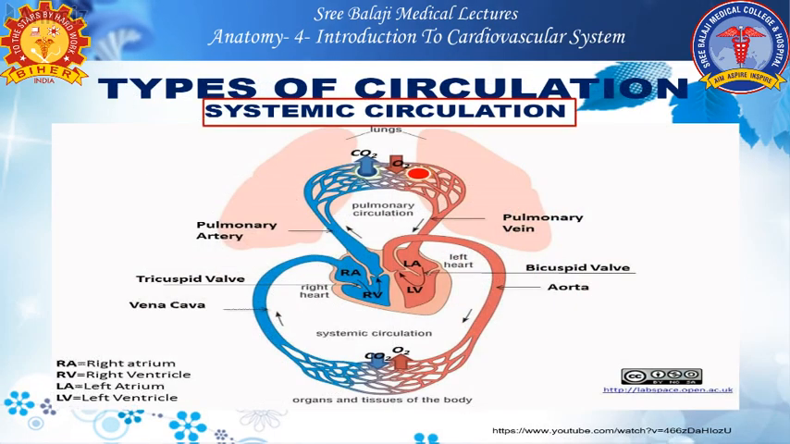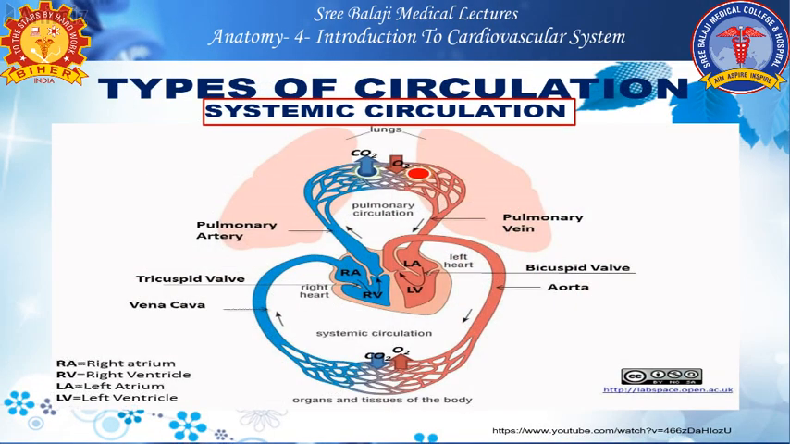We have systemic circulation. Systemic circulation means the heart receives the blood through the superior and inferior vena cava to the right atrium. From there it comes to the right ventricle, which goes to the pulmonary artery, that is pulmonary circulation. And from the pulmonary vein, this comes to the left atrium, from the left atrium it comes to the left ventricle, and it is circulated throughout the body via the aorta. This is known as the systemic circulation.